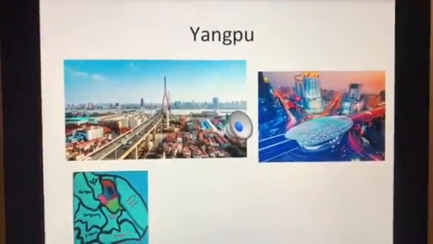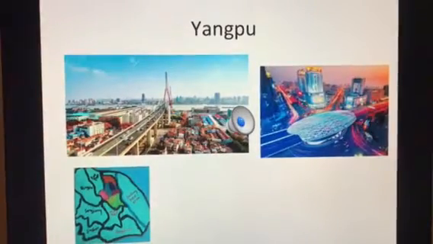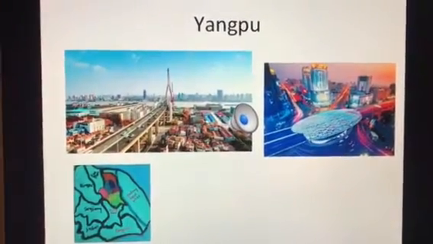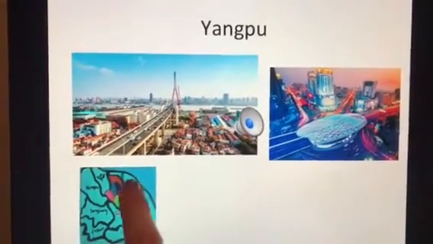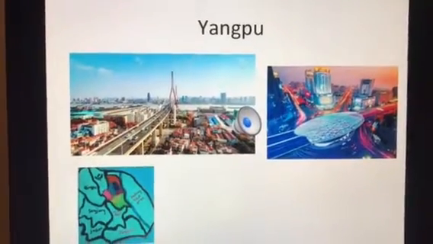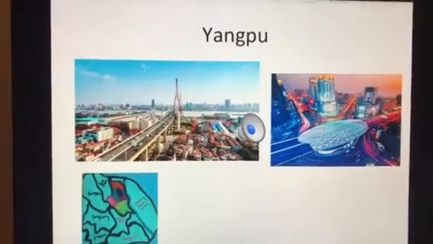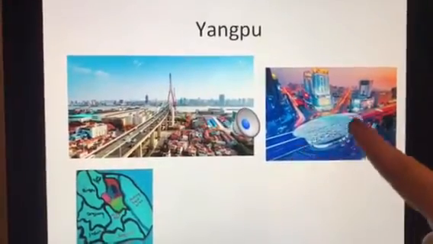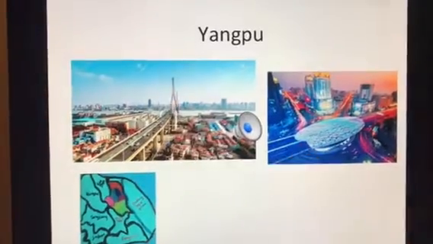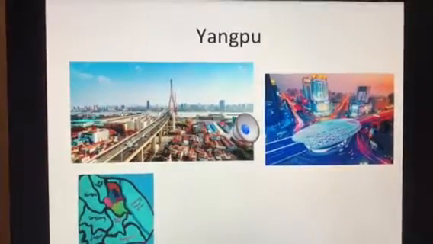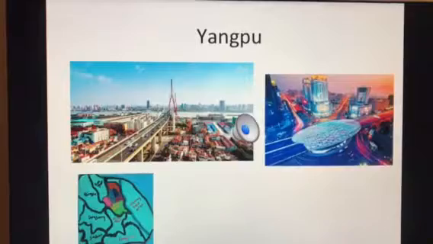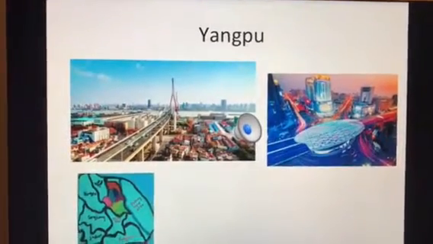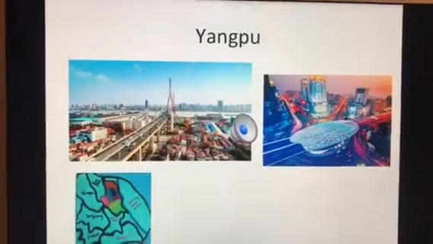First, we are going to talk about the Yangpu district, which is the orange district that I colored in. You can find landmarks such as the Yangpu Bridge, which is a very popular bridge for connecting neighboring suburbs on the outskirts of Shanghai into the inner city. You can see that there are residential areas in this neighborhood, as well as some office buildings and malls. It is considered one of China's oldest industrial centers.